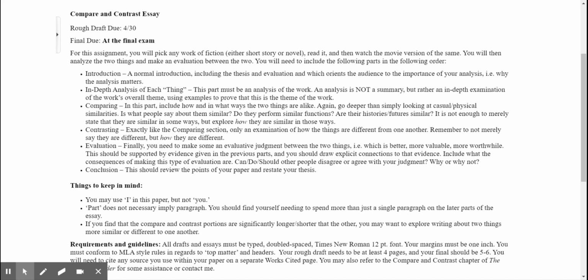Then you have to compare and contrast. You can do that in whatever order you want to. Just make sure that your paragraphs are broken up by topic. Your next to last paragraph in your paper will have to be an evaluation.